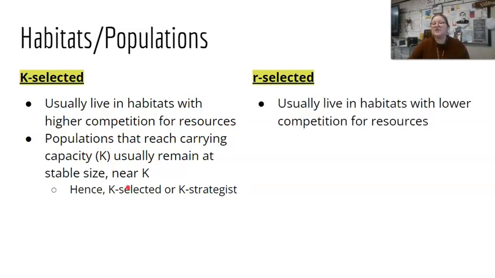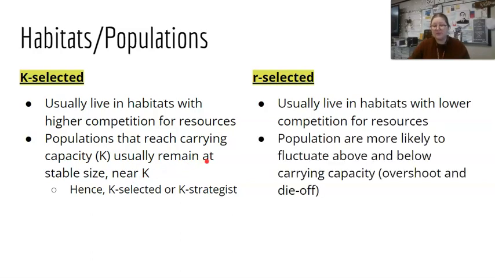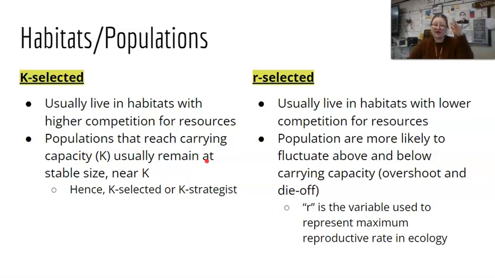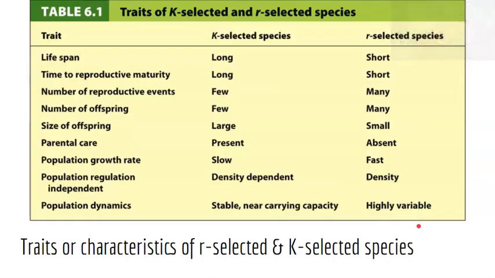R-selected species tend to live in habitats with lower competition for resources. Populations are more likely to fluctuate above and below carrying capacity. The population will get really, really huge and then die off. They don't really hover around a specific number. And R is the variable used to represent maximum reproductive rate in ecology, hence R selection or R strategist.